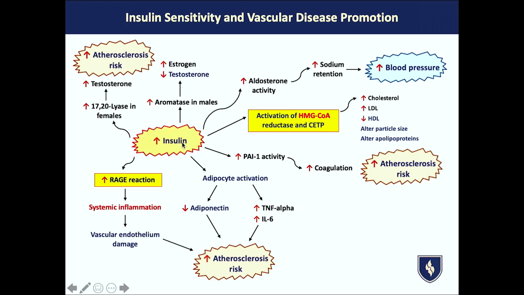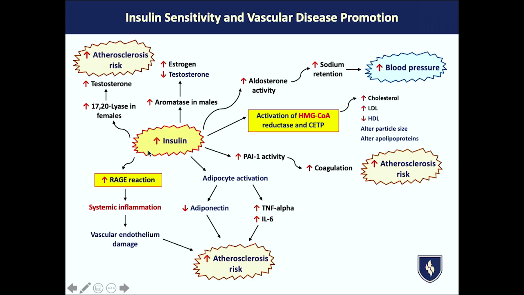And insulin promotes this PCOS pattern where it activates a 17,20 lyase pathway. It's found in the thecal cells of the ovaries. It's part of the PCOS pathophysiology. And then testosterone levels go up, and testosterone levels going up in females increases atherosclerotic risk. So we'll talk about this more as part of the web as well.